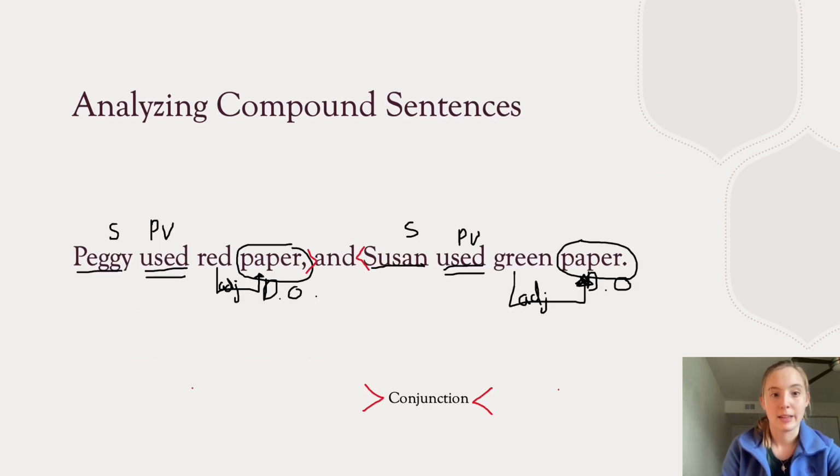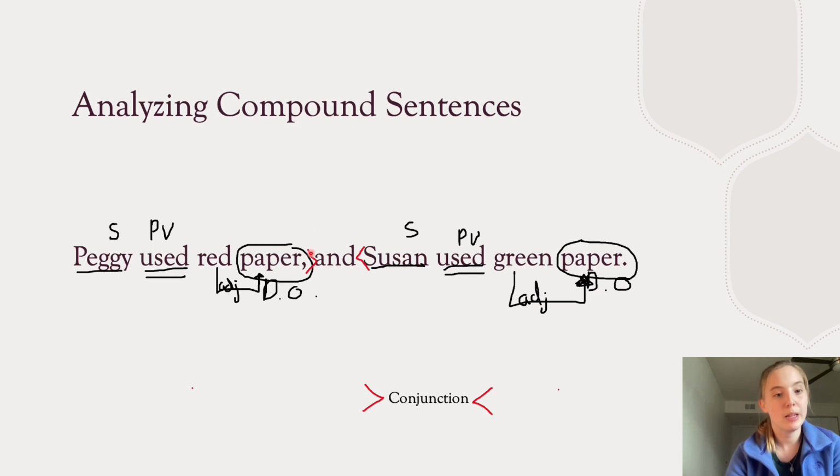When we analyze compound sentences, very little changes. The major change is that we put angle brackets around the coordinating conjunction. So looking at the sentence, Peggy used red paper and Susan used green paper. Peggy is the subject. Peggy used, which is the verb, predicate verb, so we mark PV. What did she use? Well, she used paper, which is our direct object. So we circle it and we write a DO. What kind of paper? Red paper.